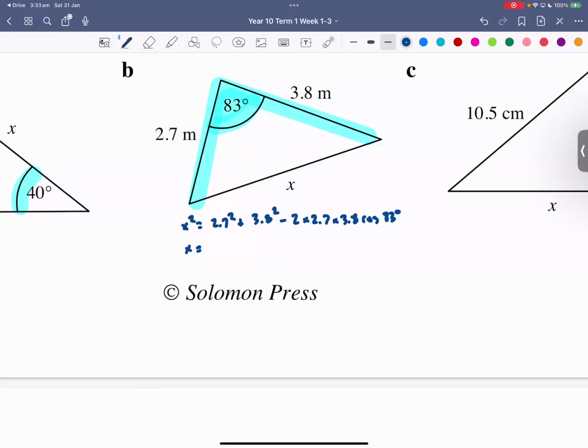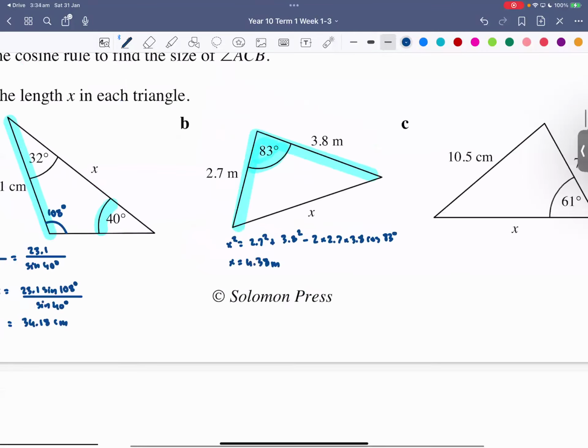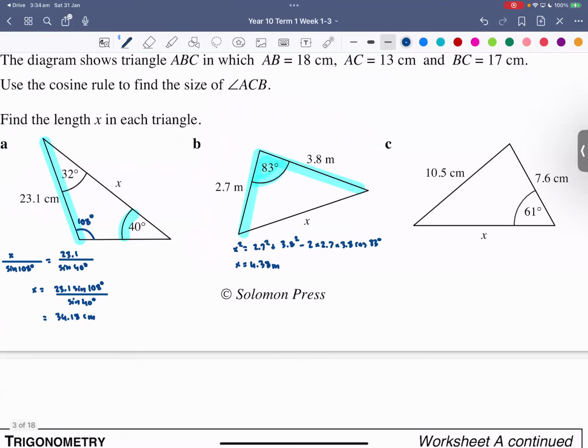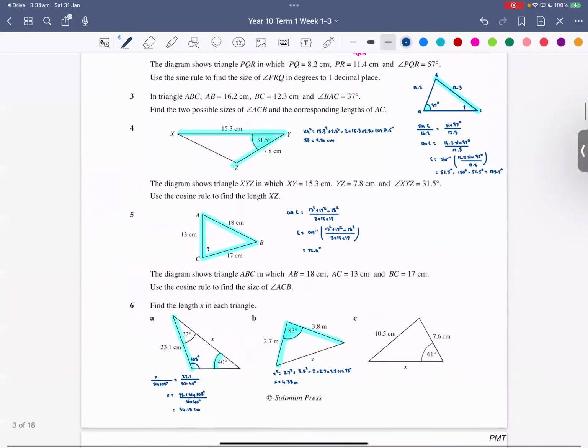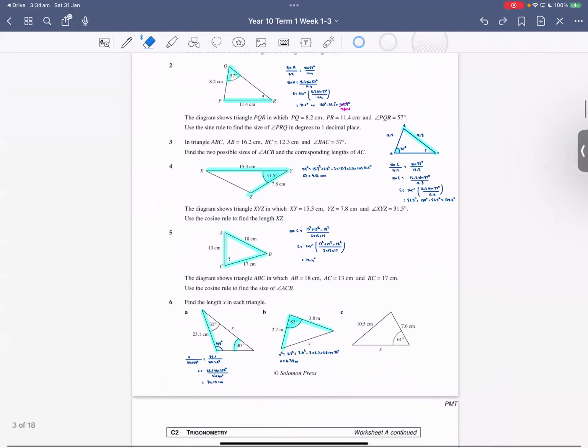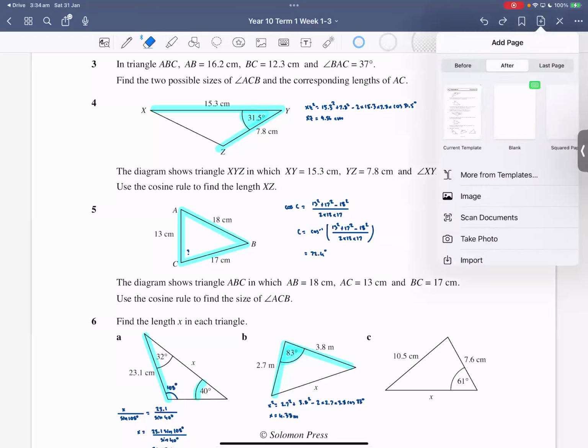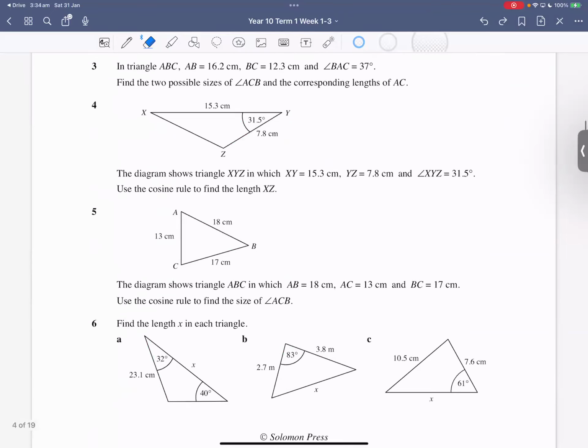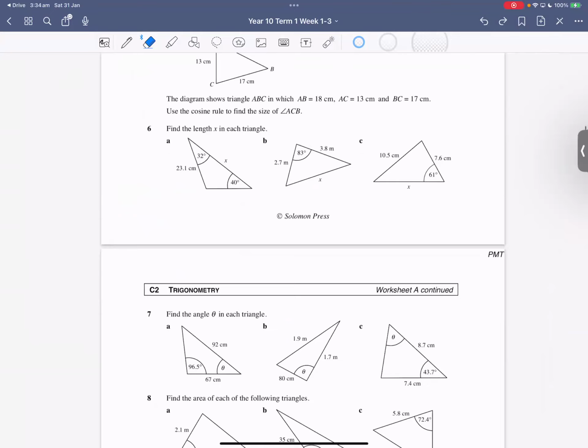What is x? How much? Anybody? Yeah? 4.38. Thank you. x is 4.38 meters. Easy stuff. Alrighty. If you're semi-bright, you're going to put the next question in your notes, because there's a learning point in the next question. A very nice learning point. All right. So, first things first.